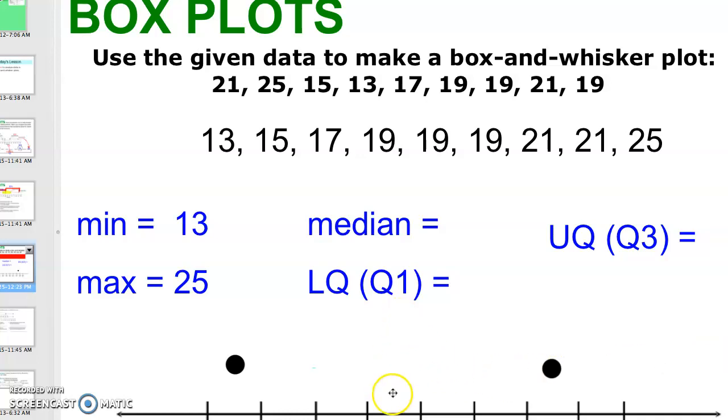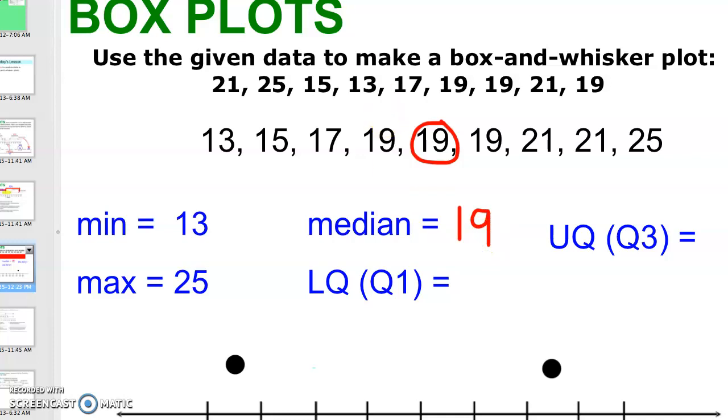Well, now I have to find the median. That's the middle line in between the whole box. So the median, right? Median's the middle number. 1, 2, 3, 4, 5, 6, 7, 8, 9. I have 9 numbers. So I know if I divide 9 in half, that's 4.5. So there should be 4 numbers on the left and 4 numbers on the right with 1 number in the middle. That's 19. And I'm going to check. 1, 2, 3, 4. There's 4 numbers on the left. 1, 2, 3, 4. There's 4 numbers on the right. So that means that my median is 19. 19 is the middle.